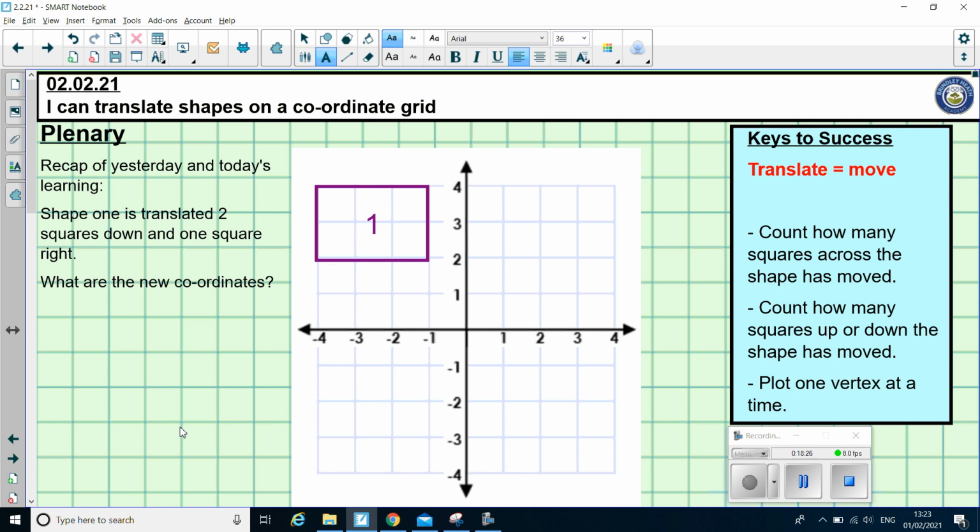So you don't need to draw this out. You can if you want to. You can print off one of those coordinate grids in the resources folder if you would like to. But we just want to know the new coordinates. So you might just be able to do it by looking at the screen. So pause the video now and have a go at this final question.